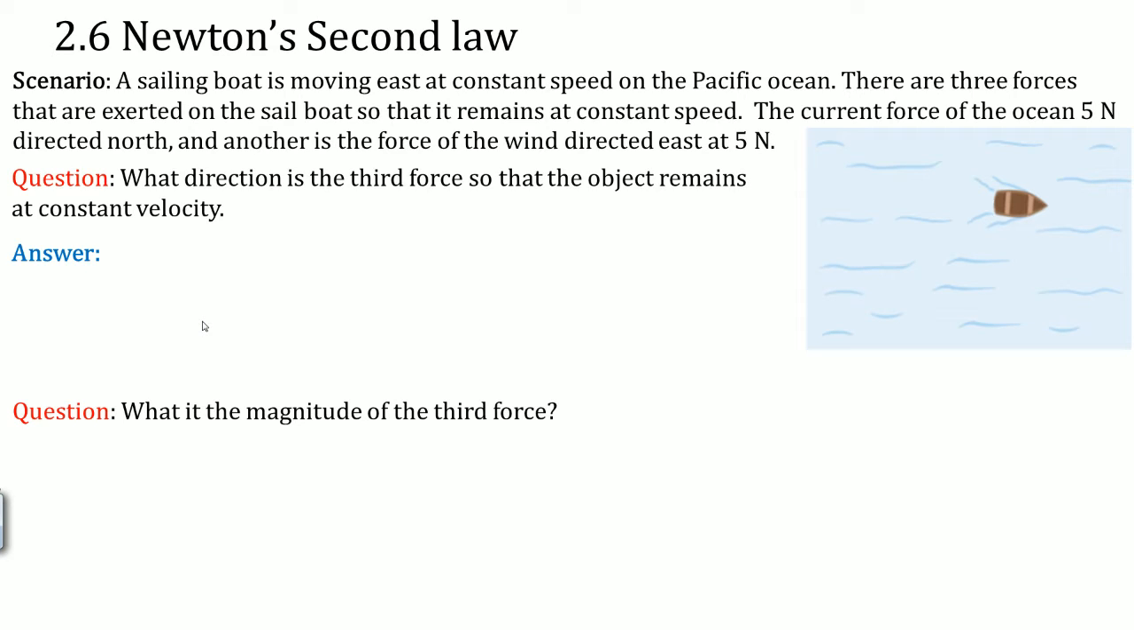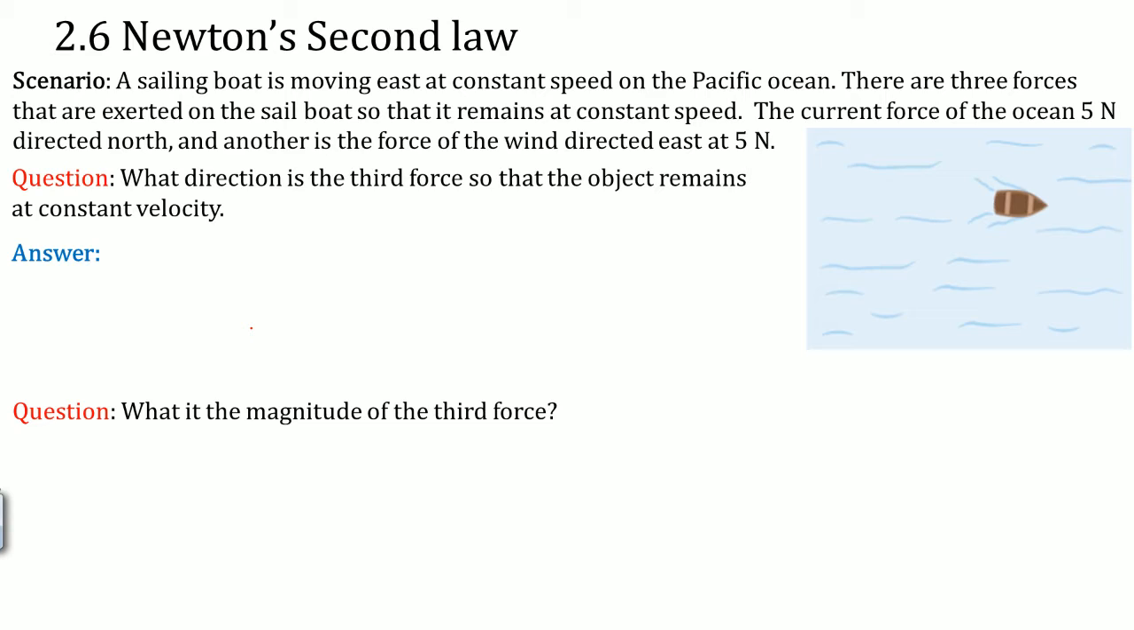Scenario: a sailing boat is moving east at a constant speed on the Pacific Ocean. There are three forces exerted on the sailboat so that it remains at a constant speed. The current force of the ocean is 5 newtons directly north, and the other is the force of the wind, directly east at 5 newtons. The question: what direction is the third force so that the object remains at a constant velocity?